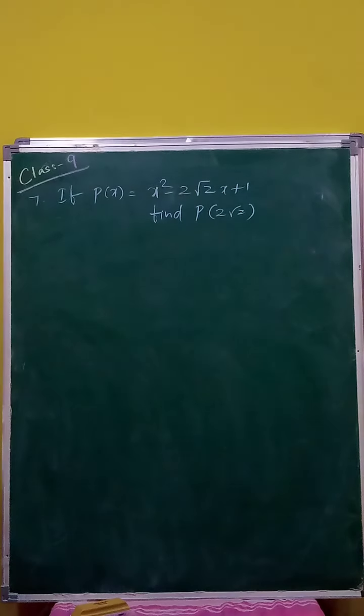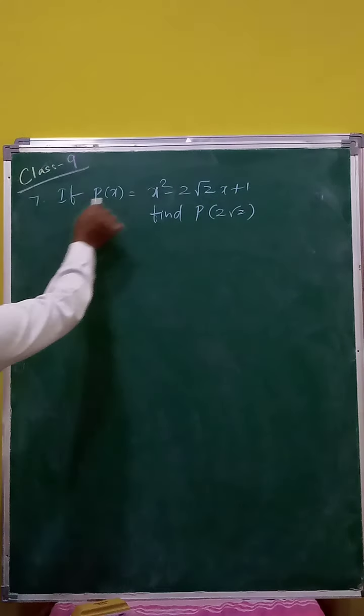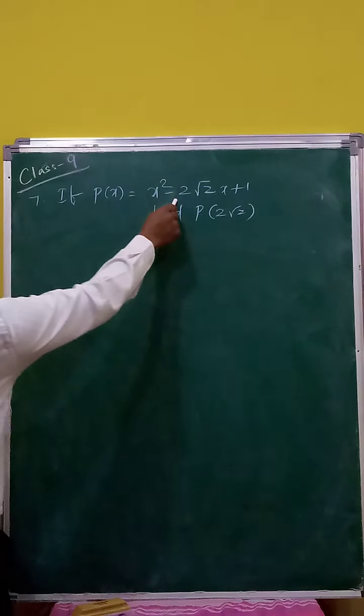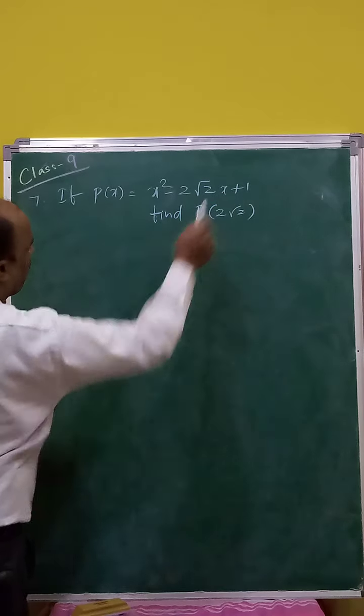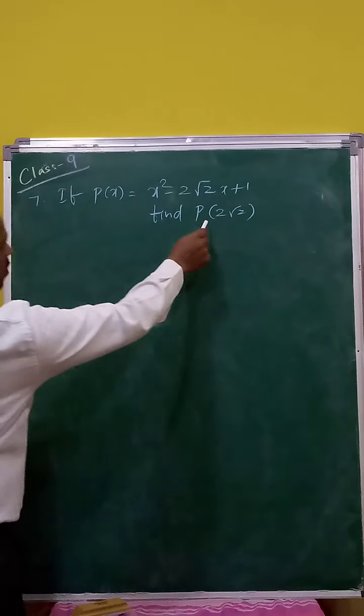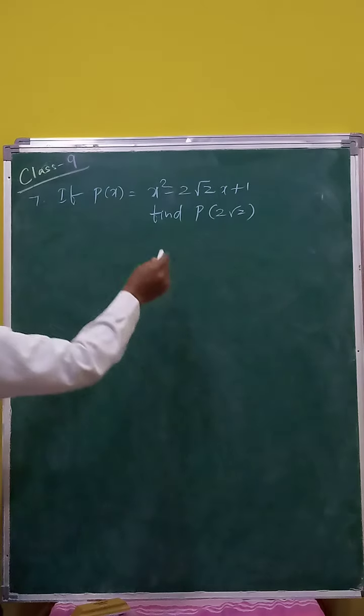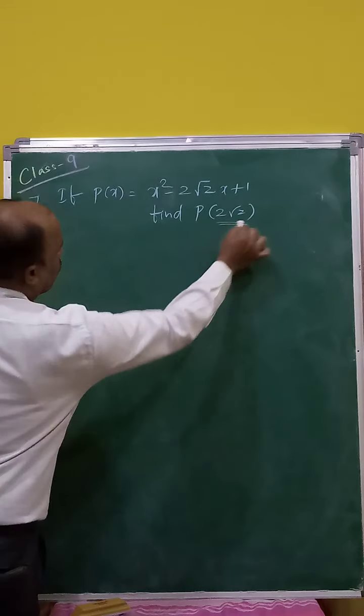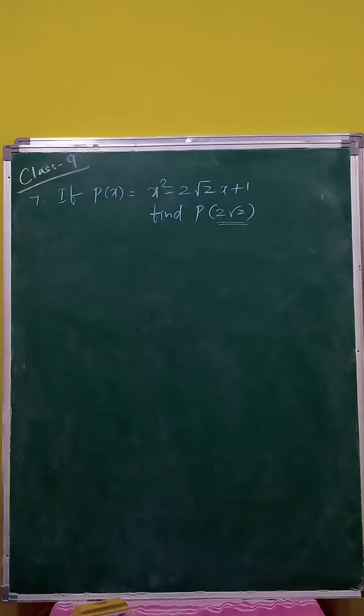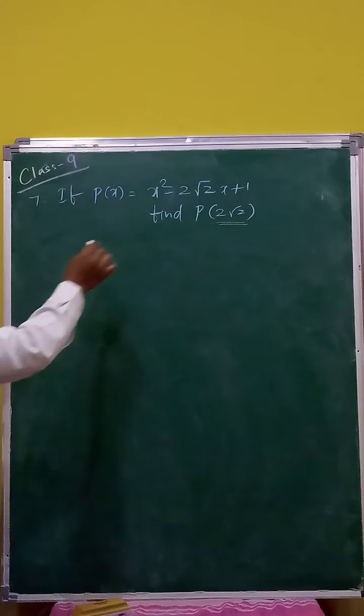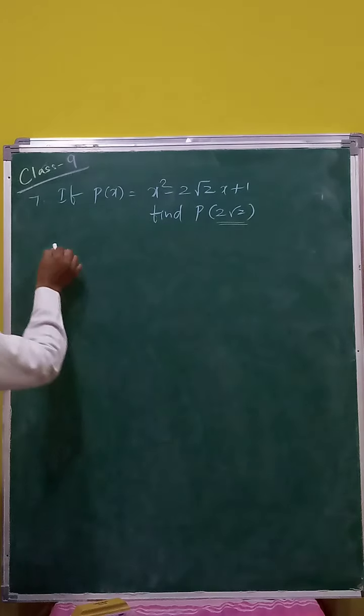We'll go for question number 7 now. If p of x is equal to x square minus 2 root x plus 1, find p of 2 root 2. That means the x value given here is 2 root 2. In the place of x, what we have to apply? 2 root 2 apply here.